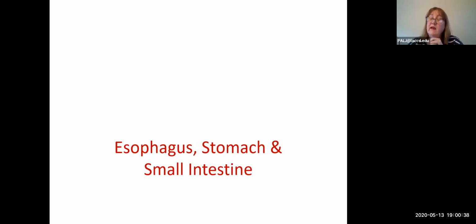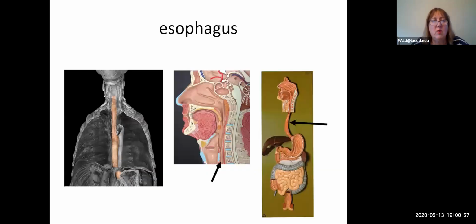Welcome back. As we explore the digestive system, in this part, we are going to start that food pathway. You are swallowing, and now the food's going to travel through the thoracic cavity and enter the abdominal cavity as we explore what's happening with the esophagus, stomach, and small intestine. Lots of cool stuff going on.